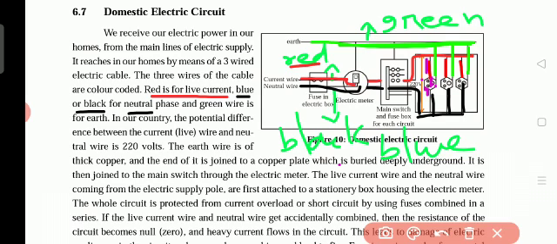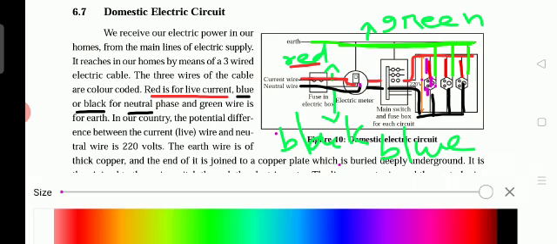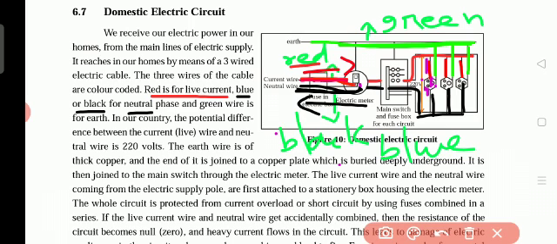The current wire brings the current to the house and the neutral wire takes the current back to the pole, to the main box. So a continuous cycle takes place. This continuous cycle is called the frequency. The current wire brings the current, and the next one takes it back again. So this cycle continues: it brings and then again takes back. This is called frequency, bringing and taking back again to the pole. This cycle takes place continuously.